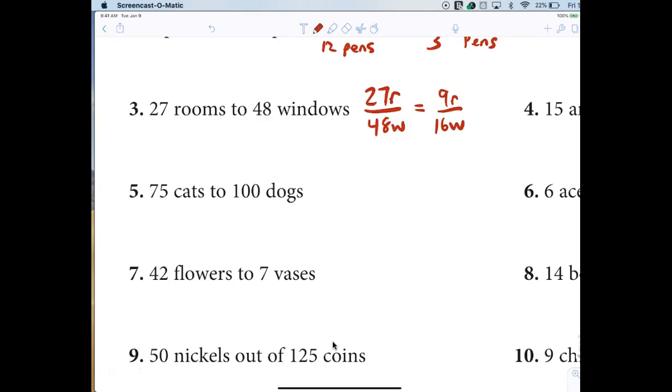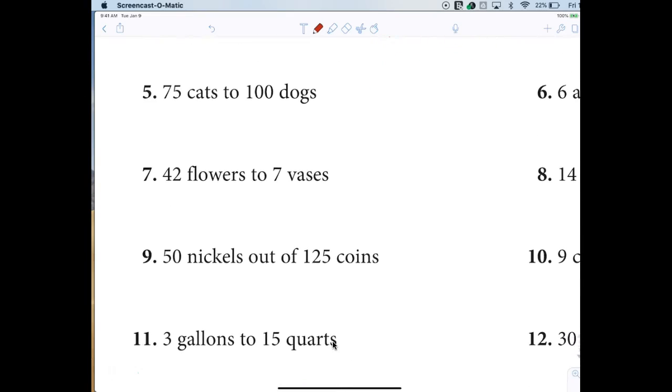You're going to help me out with number 5. Tell me what you think. 3 over 4. Yes. So we have 3 cats for every what? 4 dogs. Exactly right. That's pretty good.